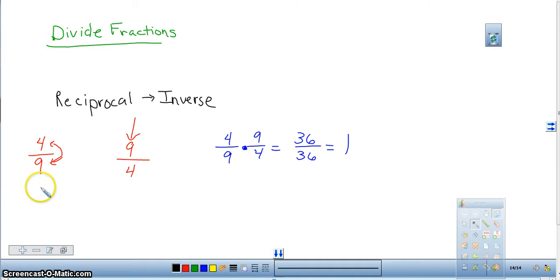Okay, so if I have 1/2, the reciprocal, or the inverse, when I flip, that would just be 2 over 1.